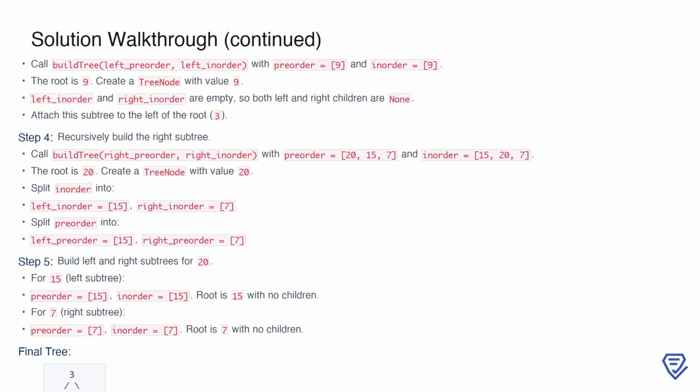Next, we move on to building the right subtree using preorder equals 20, 15, 7, and inorder equals 15, 20, 7. The first value in the preorder traversal, 20, becomes the root of this subtree. We locate 20 in the inorder traversal and split it into 15 for the left subtree and 7 for the right subtree. Similarly, the preorder traversal is split into 15 for the left and 7 for the right. Now, we recursively build the left and right children of the node 20.